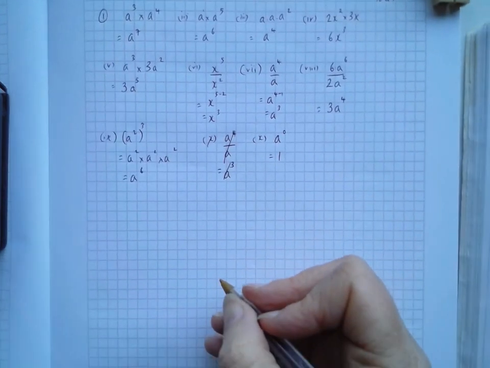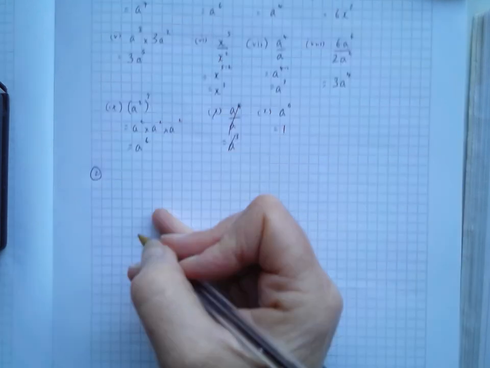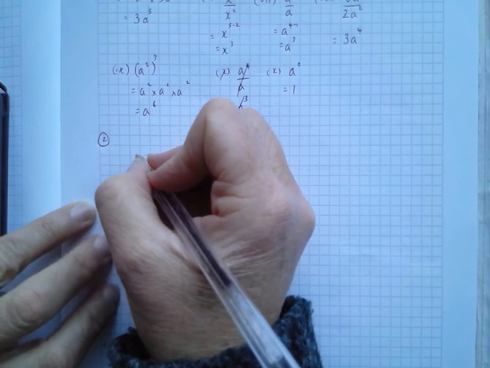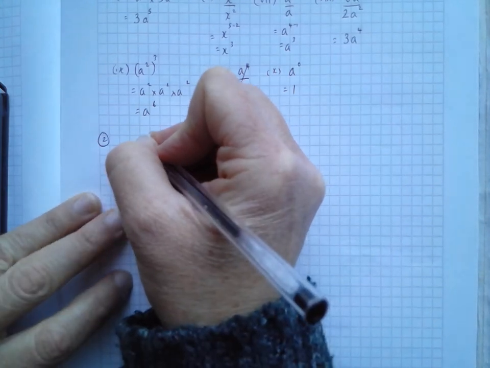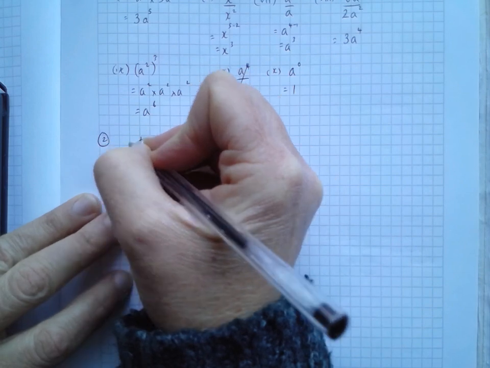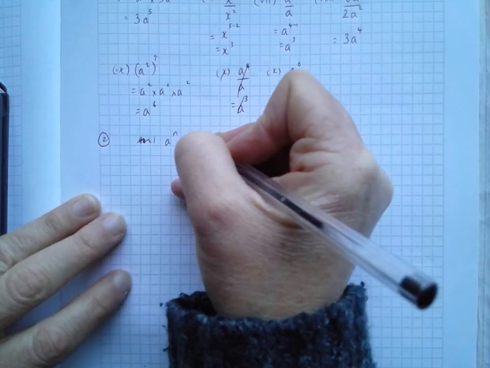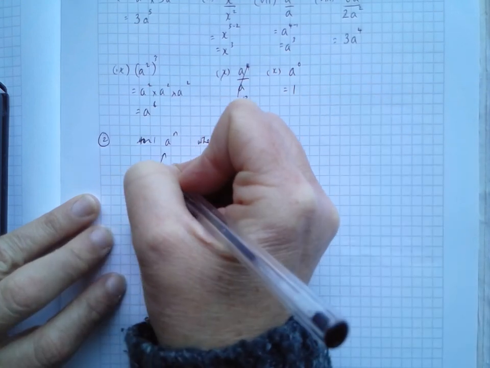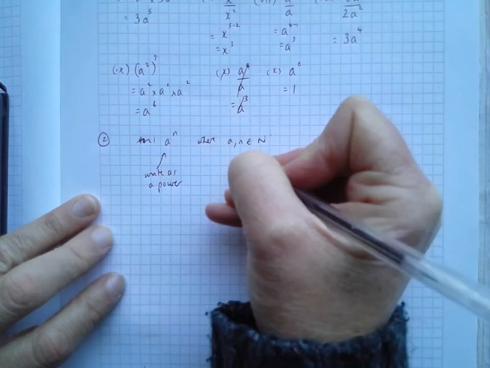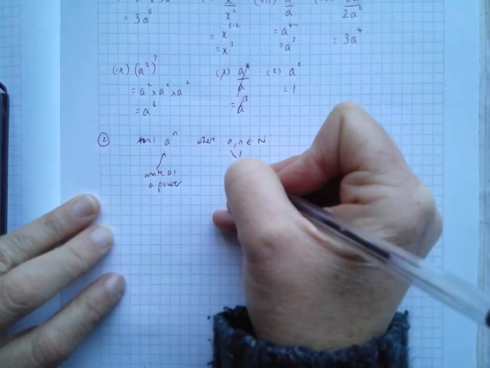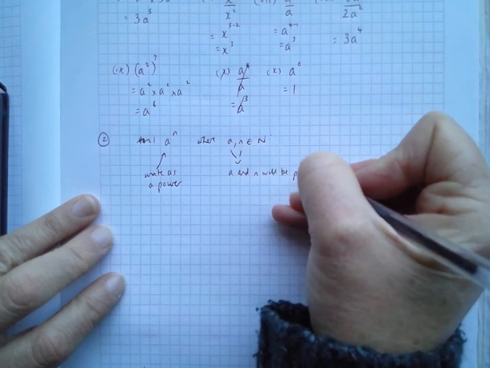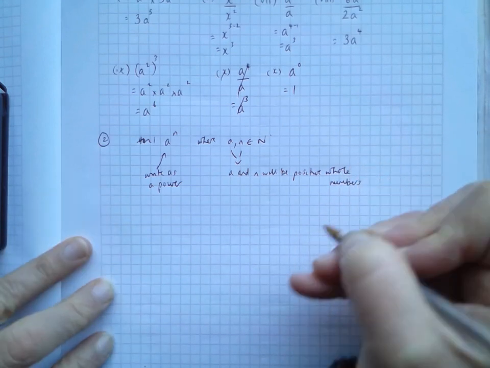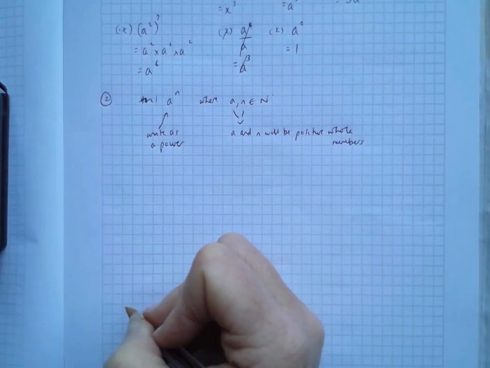Question 2. Question 2, write each of the following in the form a to the power of n, where a and n are an element of N. So in the form a to the power of n, where a and n, this basically means write as a power, and this basically means a and n will be positive whole numbers because they'll be natural numbers. So it's basically saying write whatever number we give you as a number to a power. It'll become really obvious when I've done the first one.